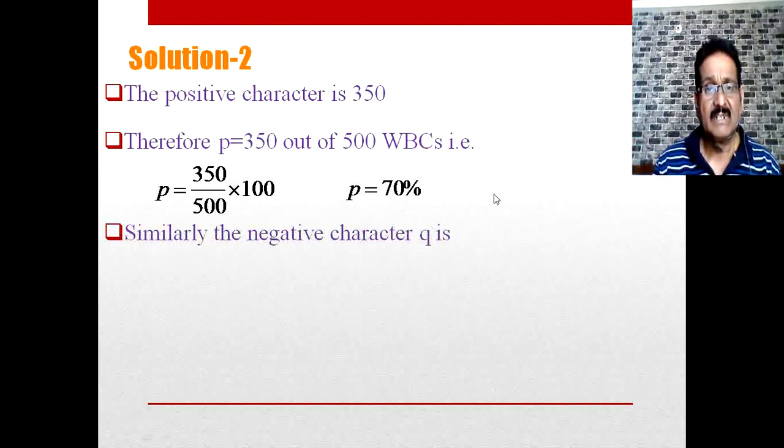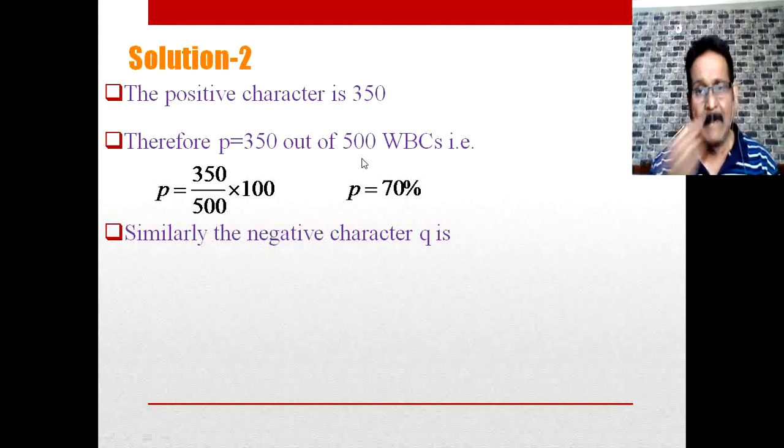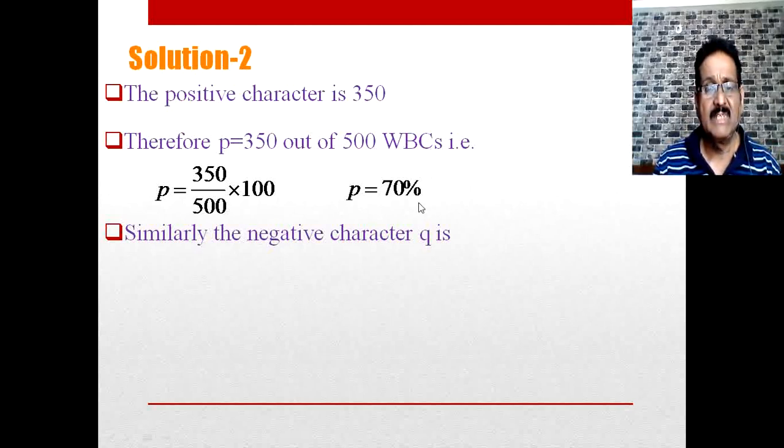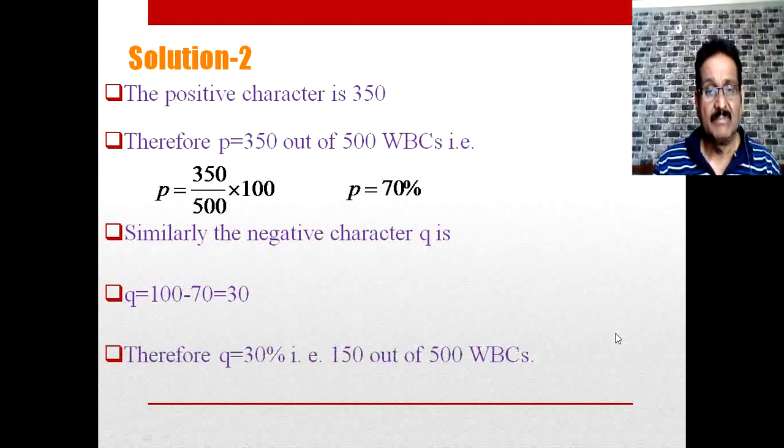Similarly, for the negative character, there are two methods I quoted in previous slides. Either you can subtract 350 from 500, which gives 150 negative characters out of 500 WBCs, or directly subtract P from 100%, that is 30%. You can use whichever you find simple. So the negative character Q is 30%, that is 150 out of 500 WBCs.